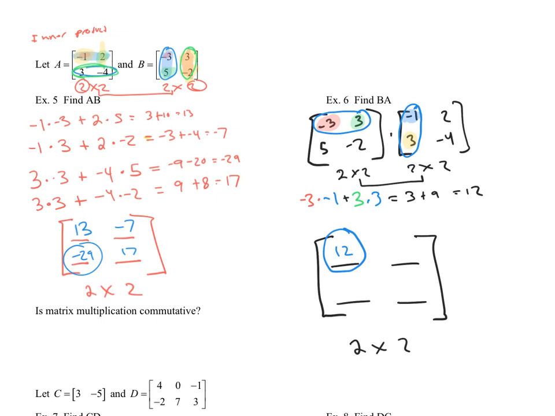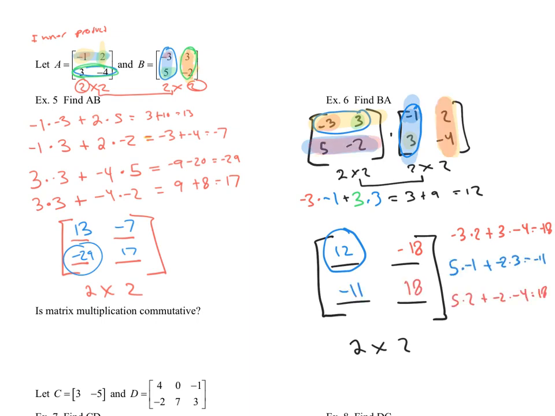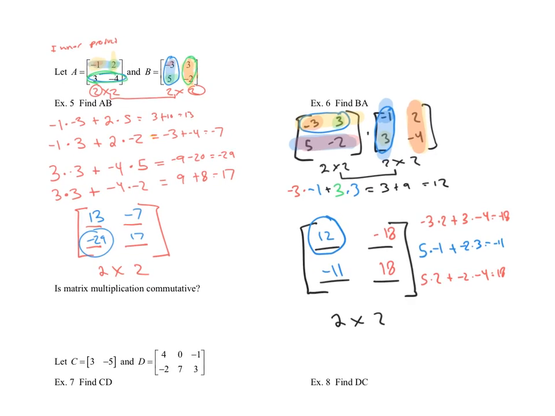Top left. So maybe pause it and try doing the top right, and then the bottom left, and then the bottom right. And I'll work through it quickly while you do that. How'd you do? So one thing to notice here is we just did a times b and b times a. Is matrix multiplication commutative? Well, did we get the same answer both ways? No. And so matrix multiplication is not commutative.